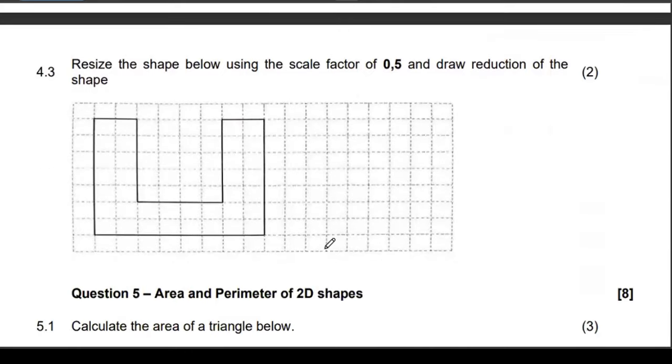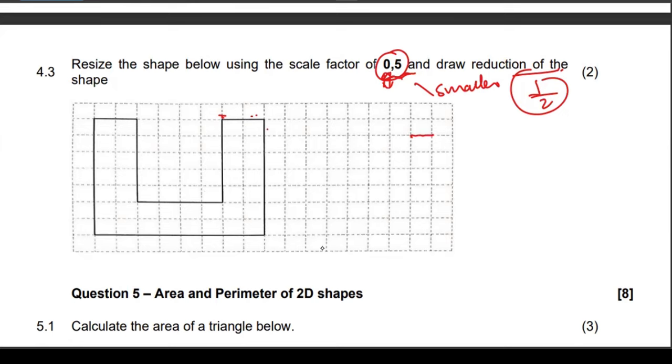And then 4.3, they want us to resize the shape below using a scale factor of 0.5, and then they want us to draw the reduction. So resizing is more like decreasing or reshaping something. Now, if the scale factor is less than 1, meaning that the original shape, the final shape is going to be smaller. Okay, 0.5 is just the same as a half, meaning that the distances we have to divide them by 2. Where we have 2 blocks here, we're going to end up having just 1 block.